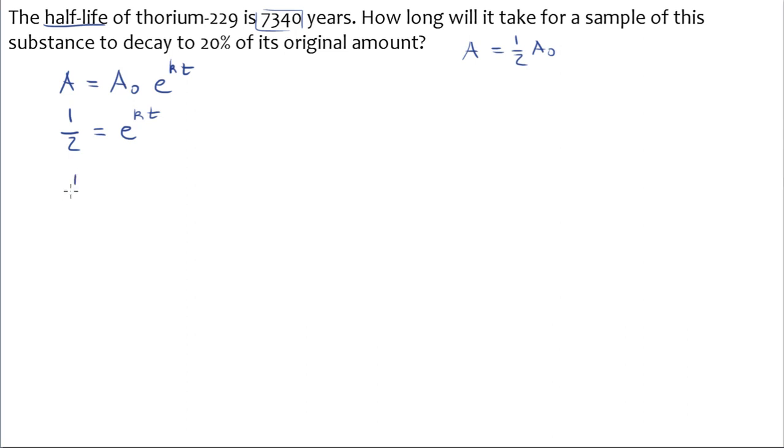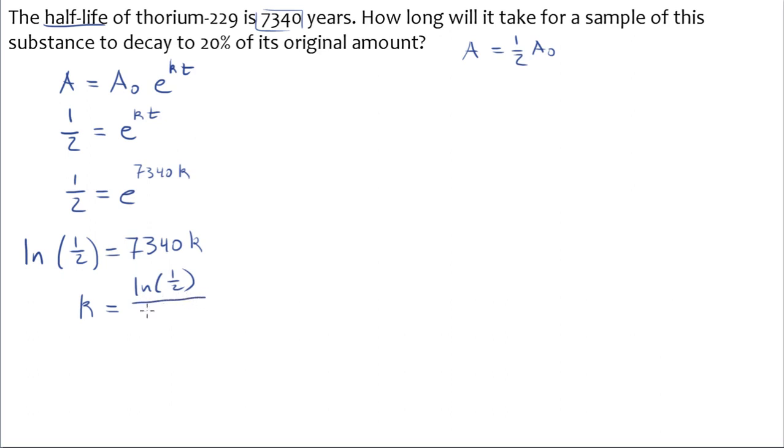So 1/2 is equal to e to the 7,340k, substituting in for t. So the natural log of 1/2 is equal to 7,340k. So what is k? It's the natural log of 1/2 divided by 7,340.